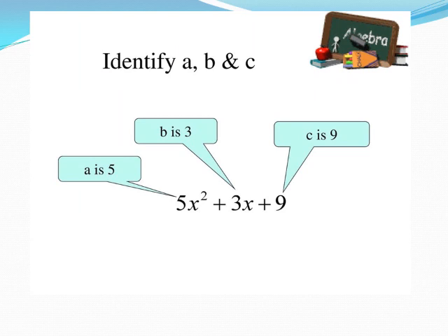Boys, in this example we will identify a, b and c. Expression is 5x square plus 3x plus 9. Coefficient of x square is plus 5, so a is equal to plus 5. Coefficient of x is plus 3, so b is equal to plus 3, and constant is plus 9.